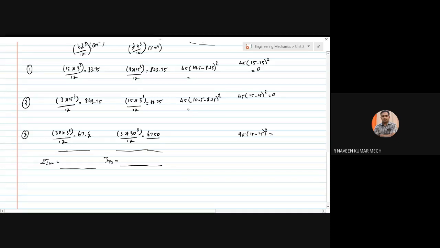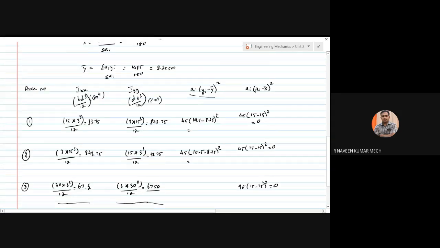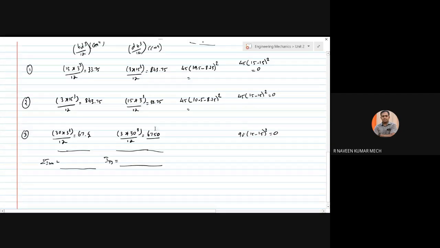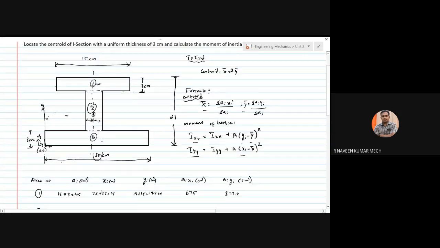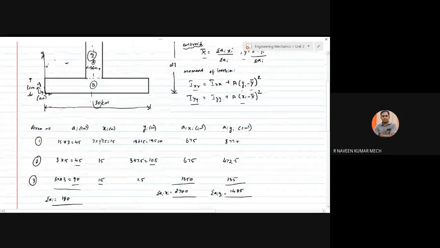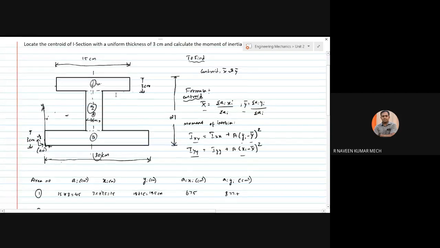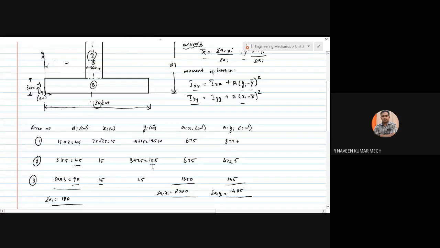For a symmetrical object about the x-axis on the plate, the Ixx term will become 0 only. Here, 90 into (yi is 1.5 minus 8.25) whole square. For this part on the plate, the centroid is at 1.5. For this other object on the plate, the centroid is 15 divided by 2, that is 7.5, plus 3. 7.5 plus 3, we get 10.5.